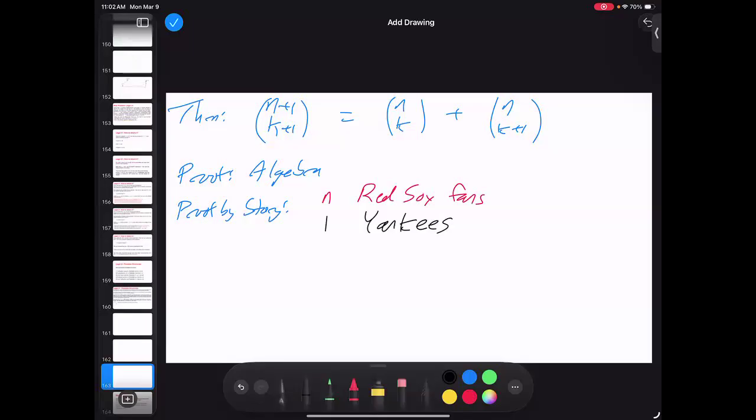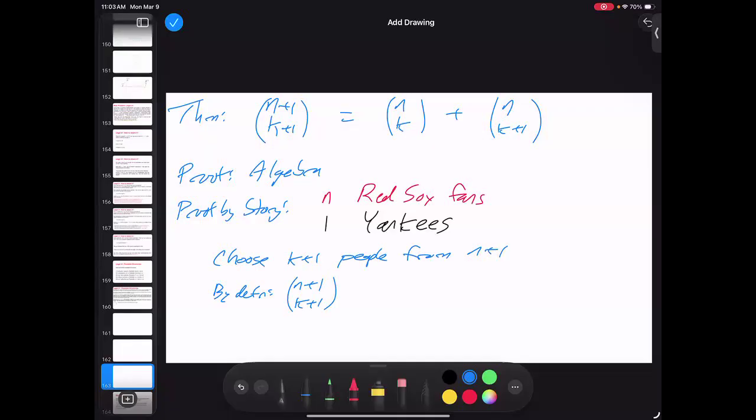So I want to choose K plus 1 people from N plus 1. Okay. I have N plus 1 people total, right? N Red Sox fans, 1 Yankee fan, there's N plus 1 people. I want to choose K plus 1. By definition, it's N plus 1 choose K plus 1.